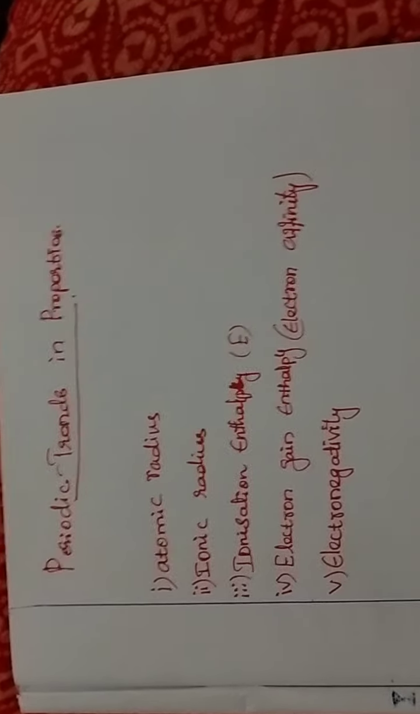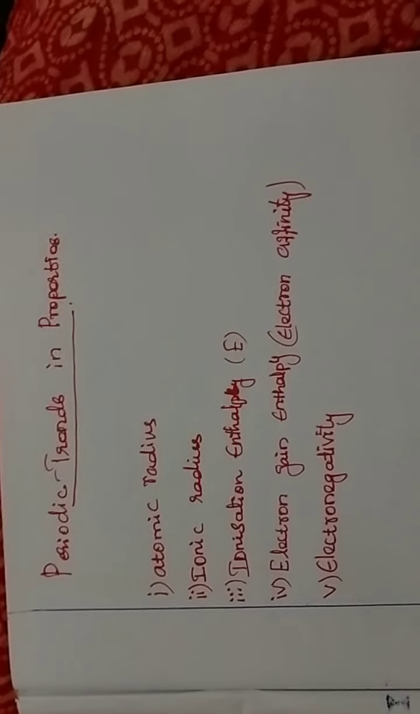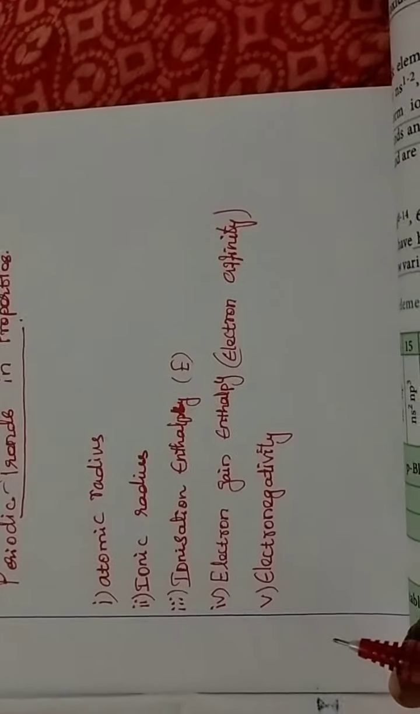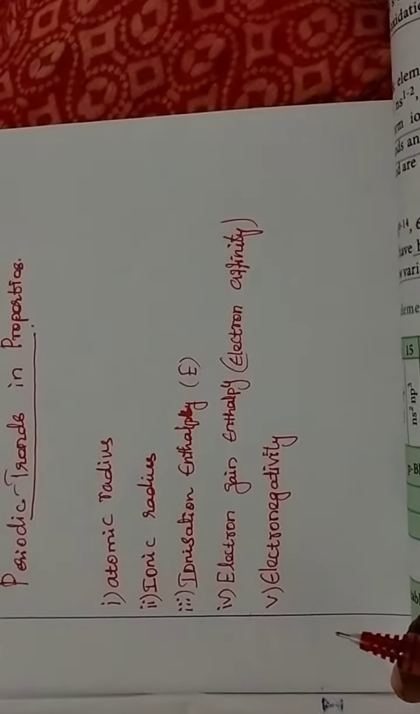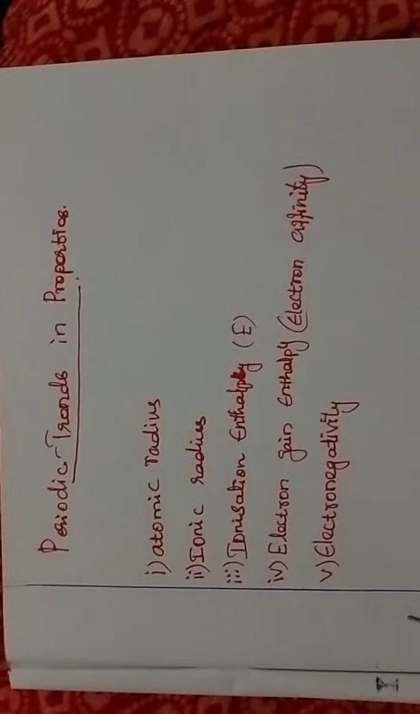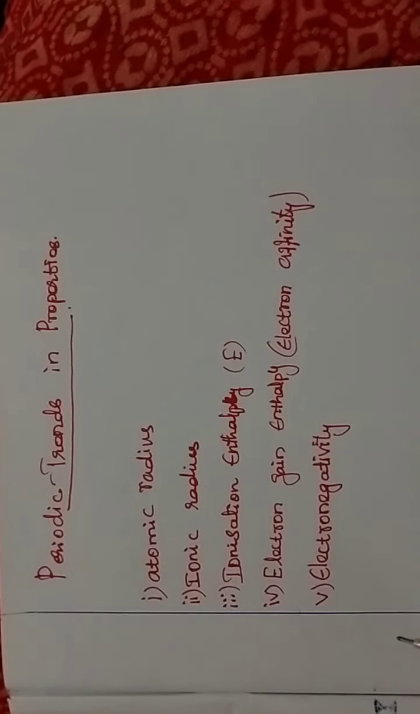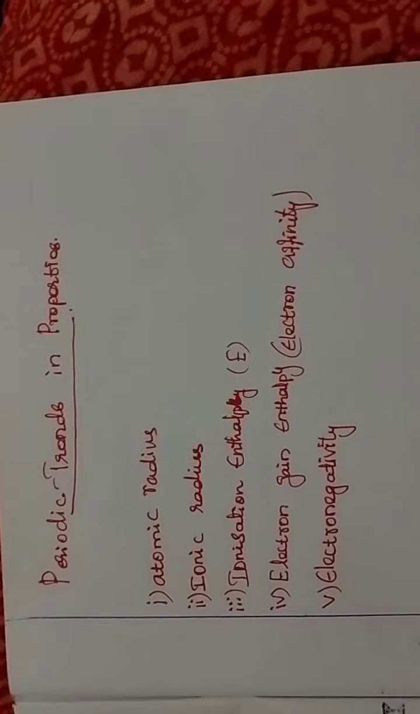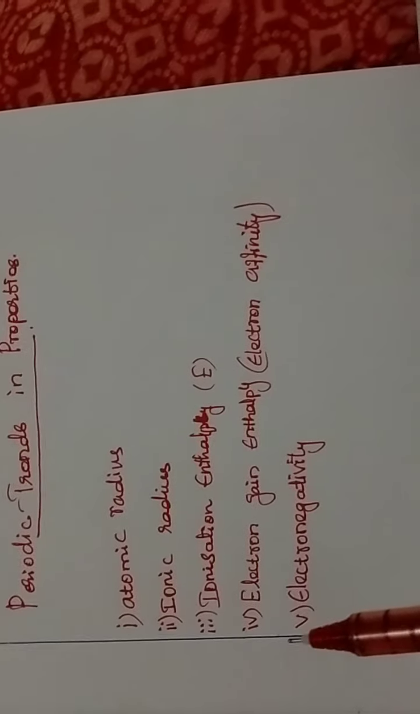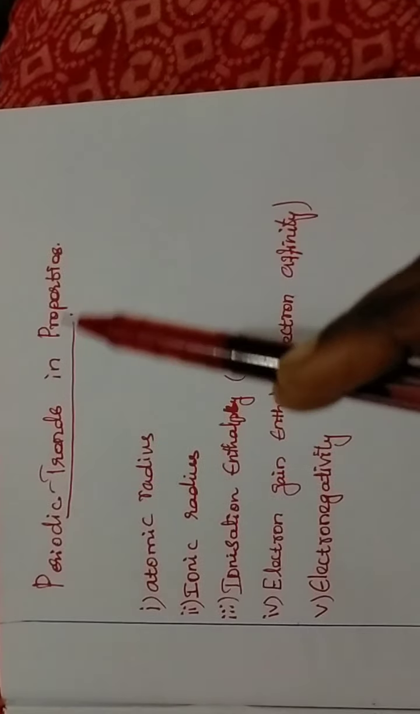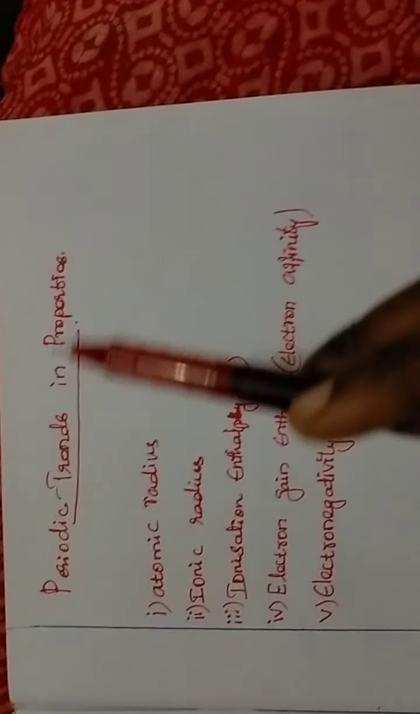Good. So, today's topic we are going to discuss periodic trends in properties. As you already know about the periodic variation in the periodic table by atomic number, periodic trends are atomic radius, ionic radius, ionization enthalpy, electron gain enthalpy, and electronegativity. How are they increasing or decreasing in periods or groups? We are going to learn this from periodic trends in properties.